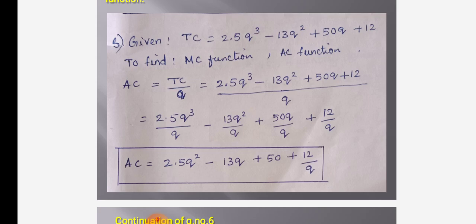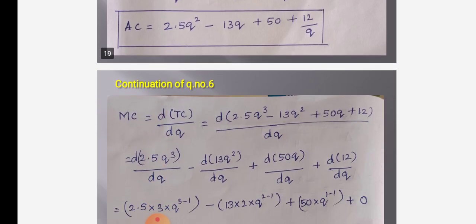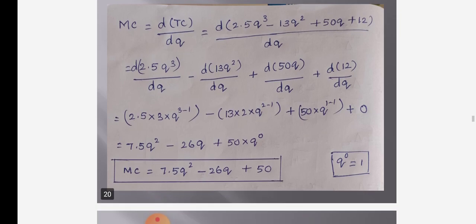Now you can do the sum now. Take a screenshot, do it. Or else you can pause and then do it. Anything is fine, but I want these sums to be in the classwork notebook. Next is the same sum. You need to find marginal cost. To find marginal cost, given total cost, you need to differentiate.